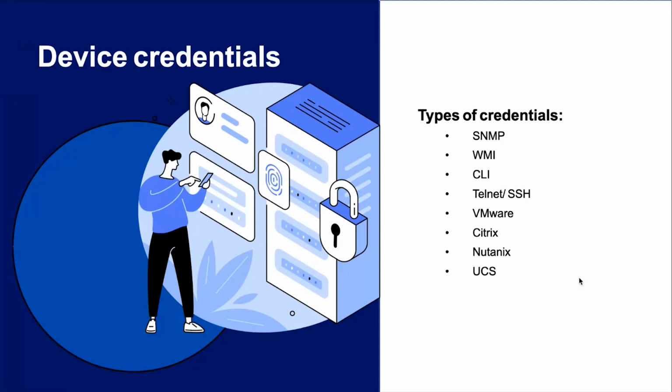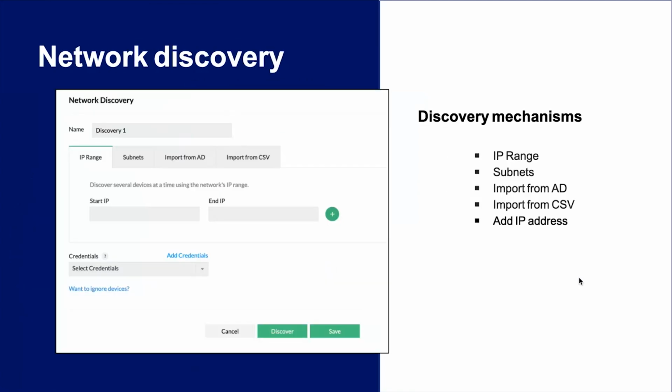Now that we created the credentials, let's start discovering devices. Discovery in OpManager Plus refers to the process of finding and adding devices or interfaces. And you might ask me, what all can OpManager Plus monitor? And the answer is simple. If it has an IP address and if it's connected to your network, then OpManager Plus can discover it and monitor it. Let's explore some of the discovery mechanisms in OpManager Plus.